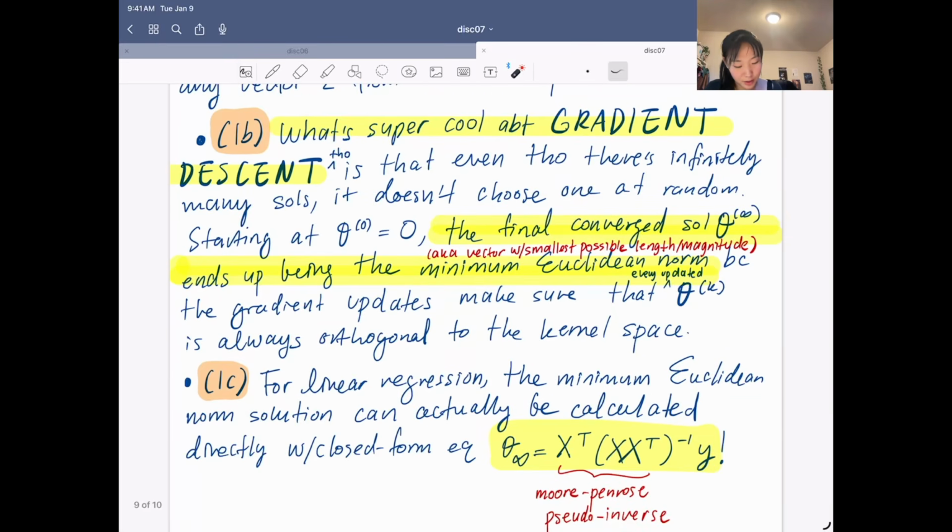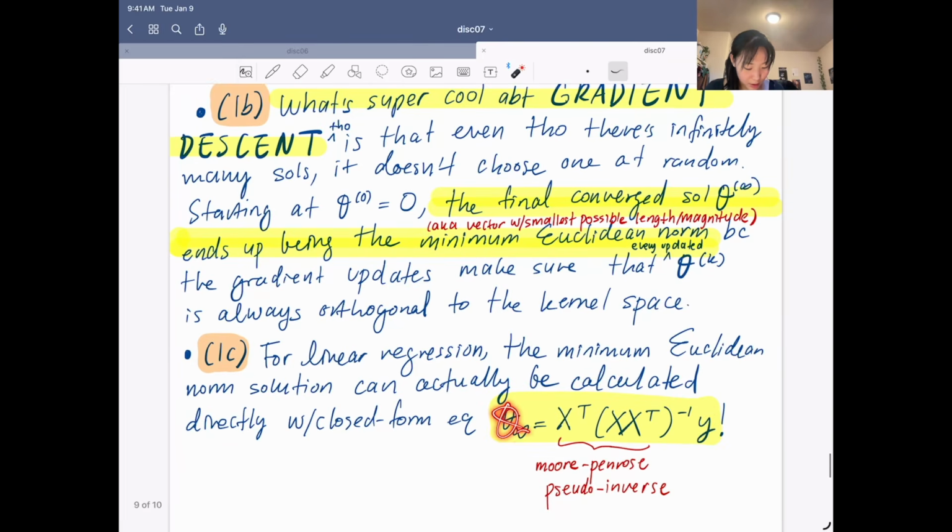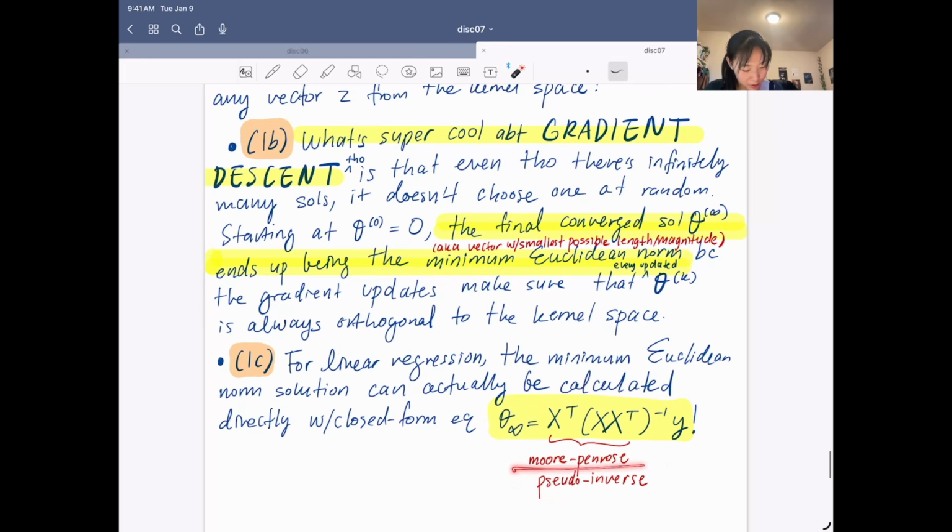And in part 1C, we actually showed that in linear regression, in the specific case we talked about, the minimum Euclidean norm solution that we talked about in part B can actually be calculated directly with a closed form equation. So after running all this gradient descent, the minimized answer can also be written in closed form as this: our theta infinity is equal to X transpose times X X transpose inverse times y. And this part is actually called the Moore-Penrose pseudo inverse. So there's actually a name for this.